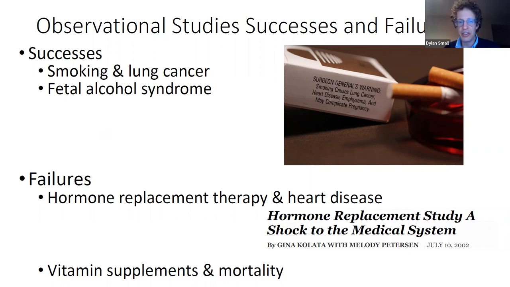But there have also been some big failures. One of the most famous ones is hormone replacement therapy for postmenopausal women and heart disease. There were a bunch of observational studies which suggested that hormone replacement therapy would prevent heart disease, and it was given to many women after menopause. But a randomized trial found the opposite, that hormone replacement therapy caused heart disease. Another one is that there are a lot of observational studies showing that people who take more vitamins live longer. But the randomized trials have not shown that. They've shown the vitamins themselves don't seem to be effective, and if anything, they can increase mortality from overuse.